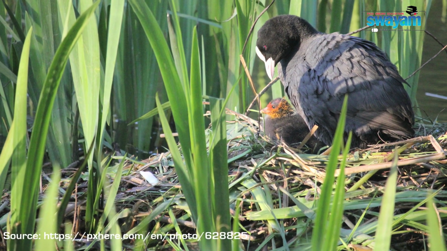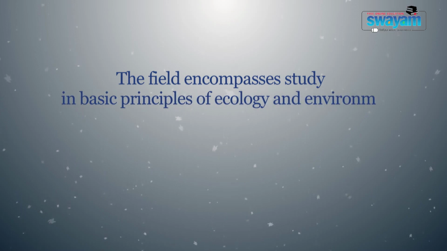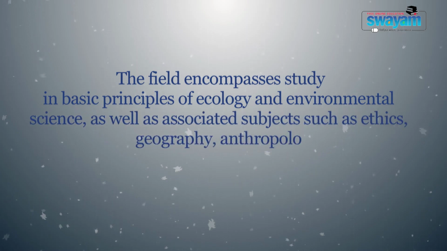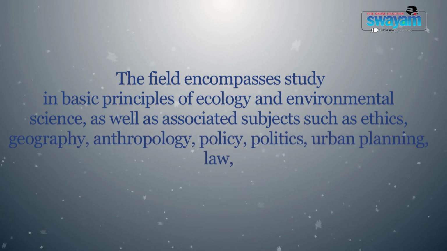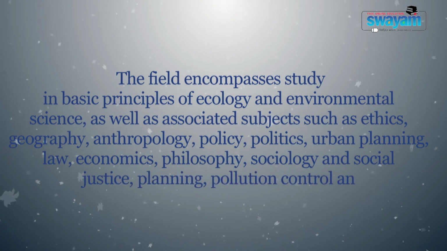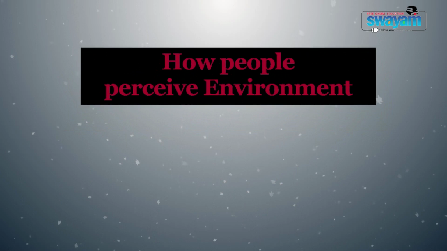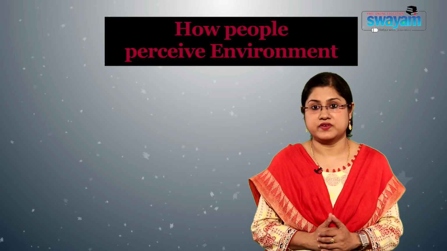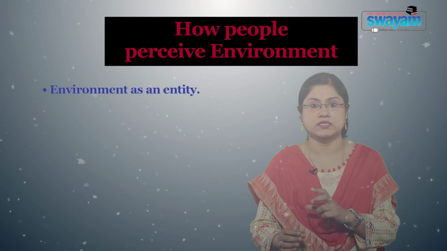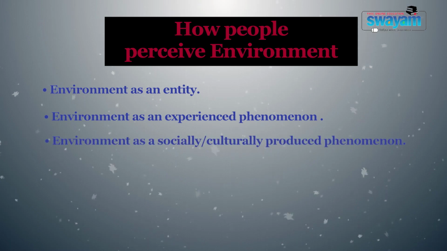of relationships between them. The field encompasses study in basic principles of ecology and environmental science, as well as associated subjects such as ethics, geography, anthropology, policy, politics, urban planning, law, economics, philosophy, sociology, and social justice, planning, pollution control, and natural resource management. Now, the question is how people perceive the environment. Tani in 2006 identified 3 different ways of how individuals view the environment, which include environment as an entity, environment as an experienced phenomenon, and environment as a socially, culturally produced phenomenon.